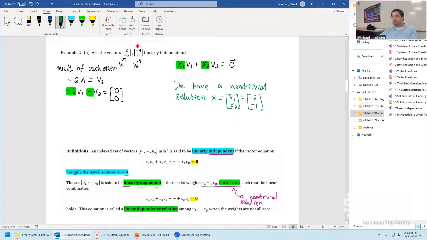And that automatically tells us something about these vectors. We found a non-trivial solution, so they are automatically linearly dependent. So let's write that here. Therefore, the set {v1, v2}, we think of this as a set, so we don't say they are linearly dependent. We just think of this as the singular one set is linearly dependent. Any questions, folks, about the linear dependence on this one?